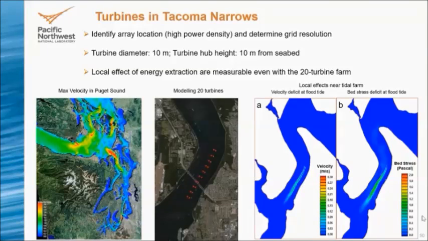We've done some similar modeling studies in the area of the Puget Sound where we actually model 1,000 tidal turbines. Obviously, that's not very realistic, but it isn't until you get to that large number of turbines that you really start to see an effect on circulation, on water quality, etc. Next slide, please.